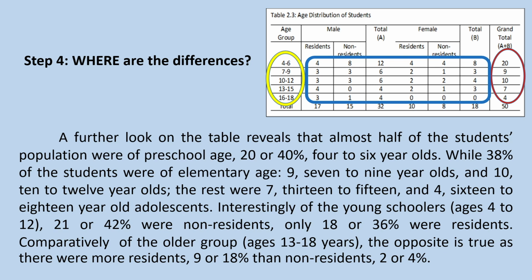Interestingly, of the young schoolers ages 4 to 12, 21 or 42% were non-residents. Only 18 or 36% were residents. Comparatively, of the older group ages 13 to 18 years, the opposite is true, as there were more residents, 9 or 18%, than non-residents, 2 or 4%.